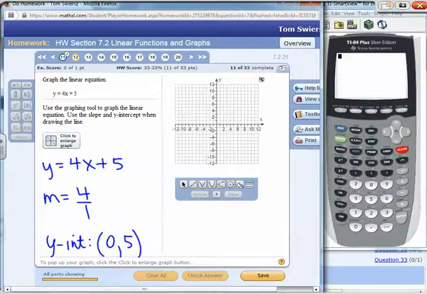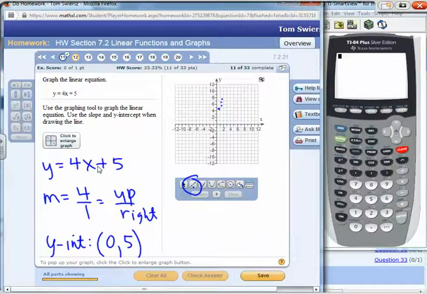Now what you can do is, to graph this, you know it's a linear equation, so the graph is a straight line. Pick the line tool, and then go ahead and plot the point 0, 5, which will be about right there. From 0, 5, the slope is 4 over 1, so we're going to go up 4 units and over 1. The slope is up and then to the right. Okay? So that's how you can do it.